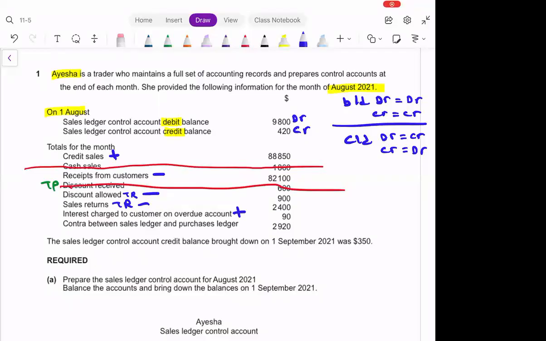Contra entry. You remember what is contra entry? I owe you, you owe me. We no need to pay each other. So it will increase or decrease? Sorry? I owe you, you owe me. I no need to pay you, you no need to pay me. So we need to plus the account or minus the account.